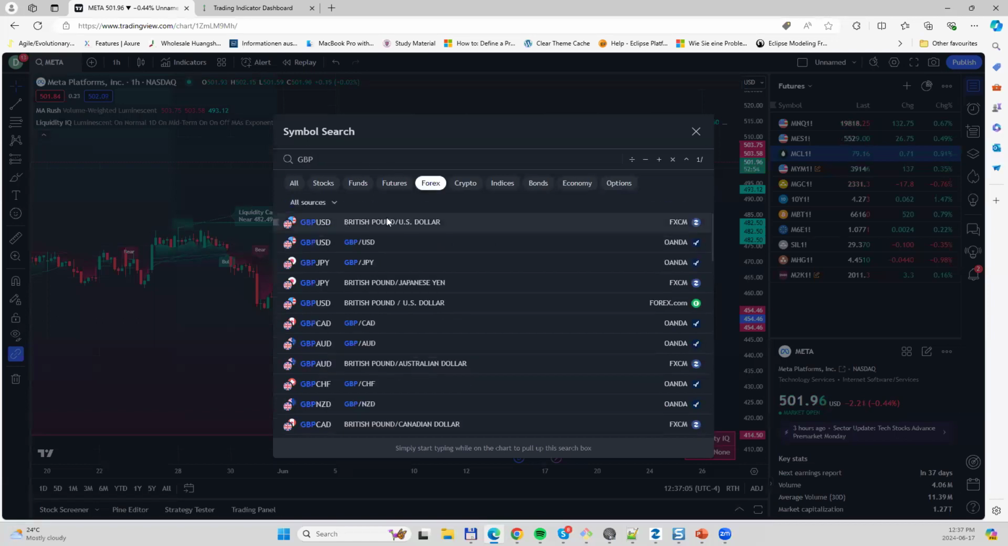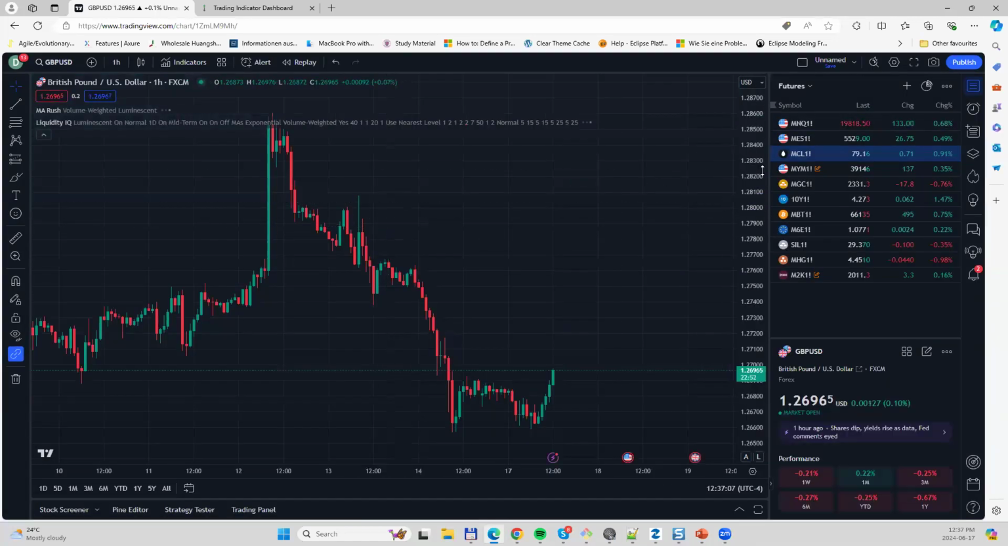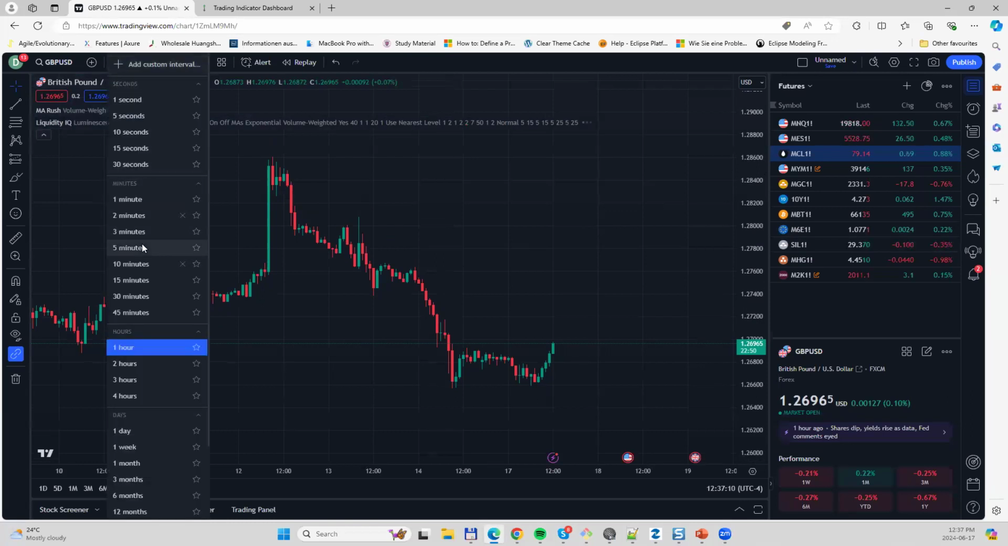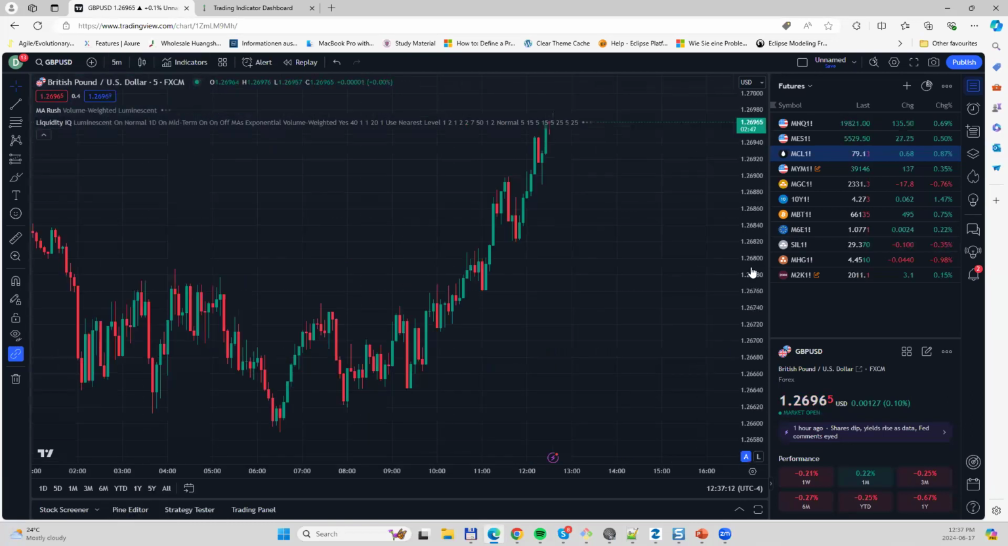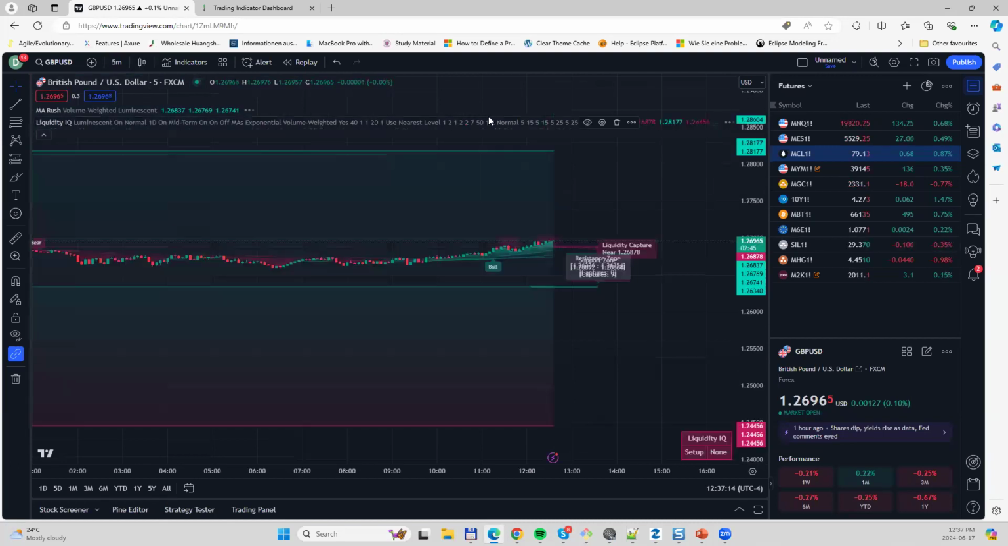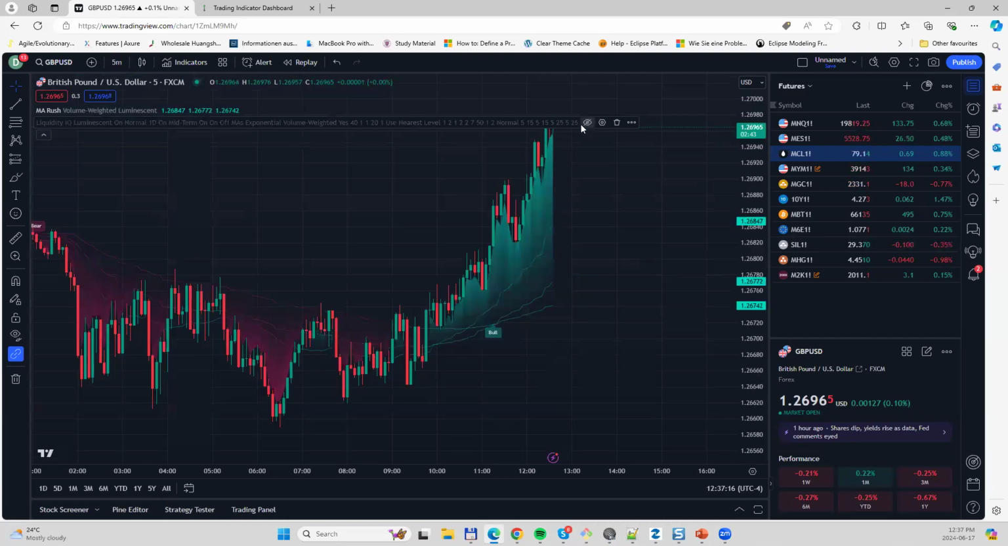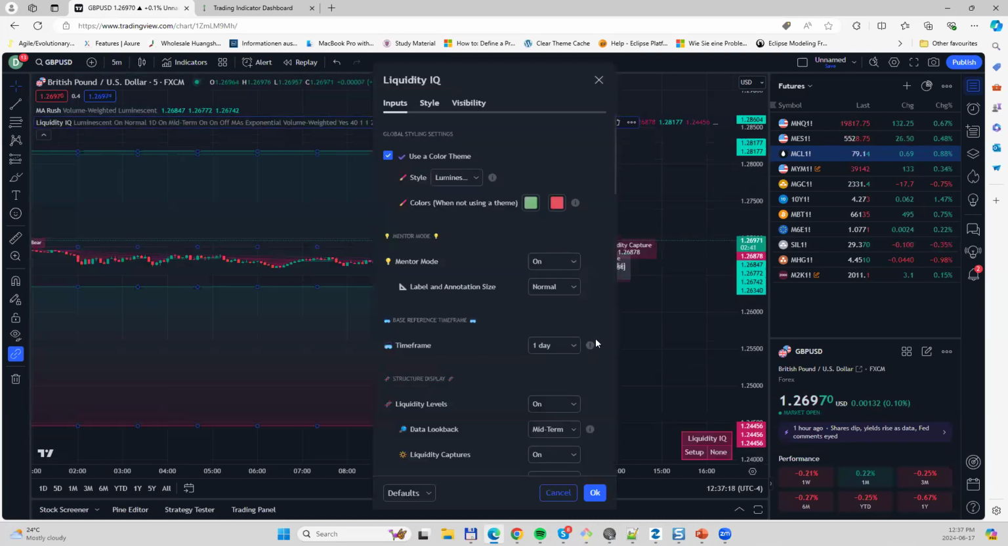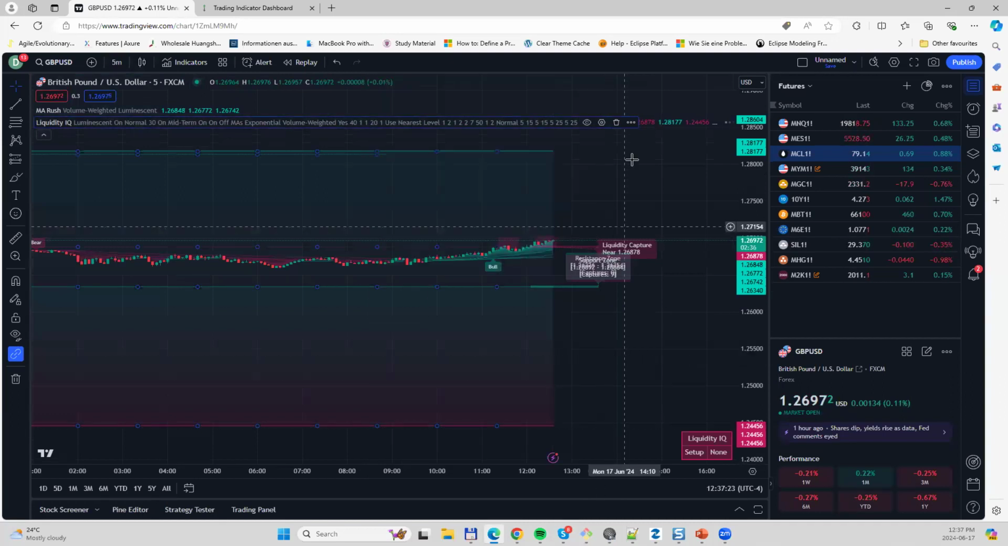Pound USD. And here we're going to use a shorter time frame. I believe that there's not too many Forex investors out there. Just quickly switch my reference time frame for liquidity IQ to something more reasonable, maybe 30 minutes. All right, so this is just recalculating, and let's see what we see.